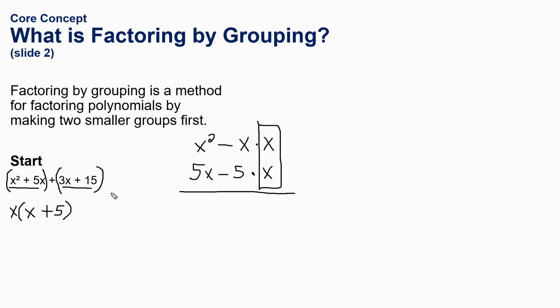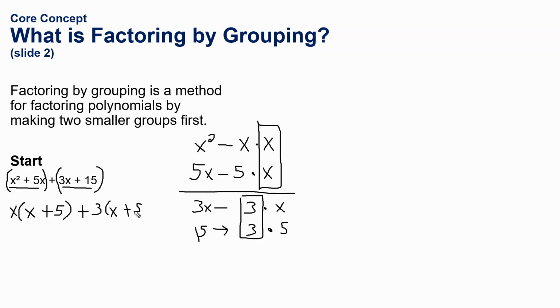Let's go ahead and look at the second parentheses here. I have 3x, which is really 3 times x. And then I have 15, which is really 3 times 5. Now the common factor in this case is just the number 3. So the number 3 is the greatest common factor. For the second parentheses, I'm going to put 3 on the outside. 3x divided by 3 is just x. And then the second term is 15 divided by 3, which is 5.